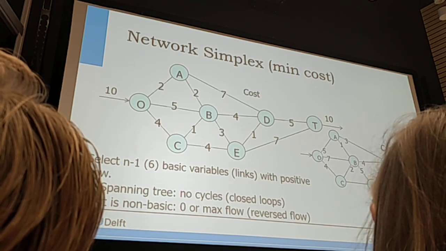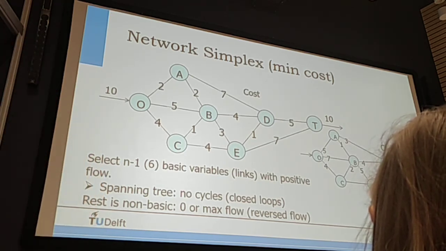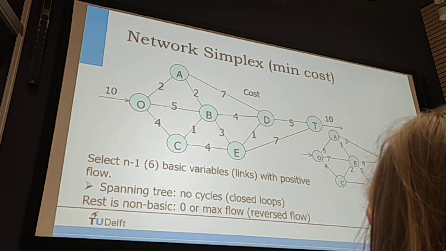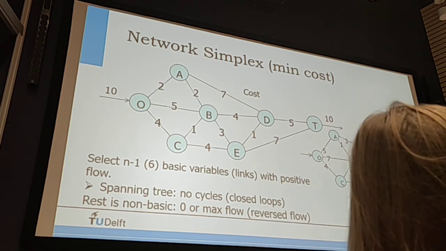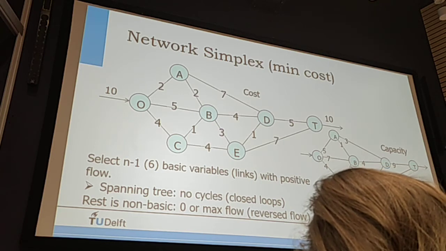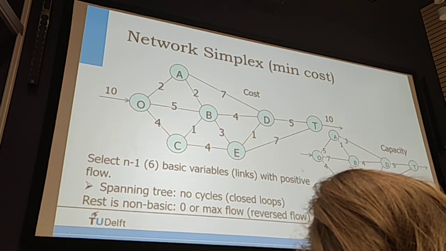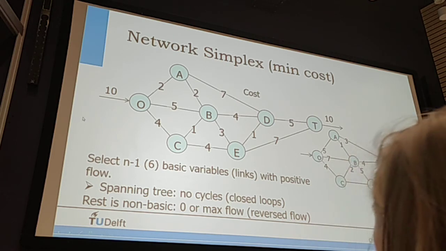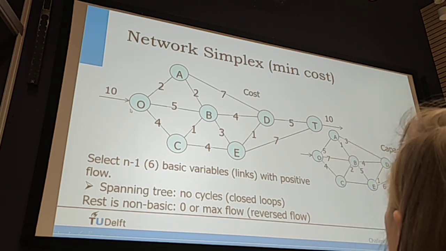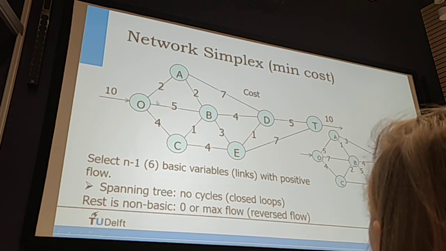Now network simplex, minimum cost. We can also just apply the simplex method to a network, which is what we already do when we give it to a solver. A solver will most often use the simplex method, depending on how smart it is. So if we now, for example, have a minimum cost flow, in this case we have the same example. We have a flow of 10, and the numbers on the links indicate the cost for using that link. We now want to transport 10 from one end of the park to the other with a minimum cost.